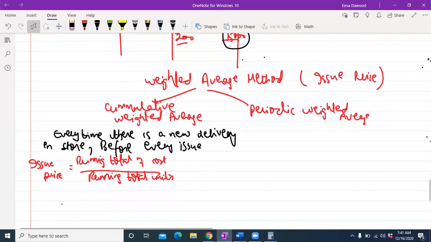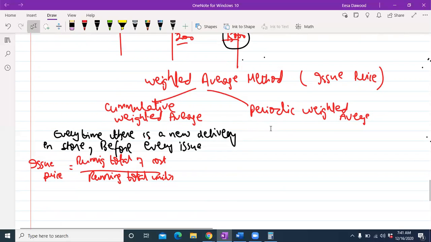Okay, so it means that three times the delivery in store. Every time there's a new delivery in store, definitely the cumulative total of cost and units would be different. So before every issue, whenever there's a new delivery in store, we will be calculating a cumulative weighted average price, and then based upon that price we will be doing the issue.